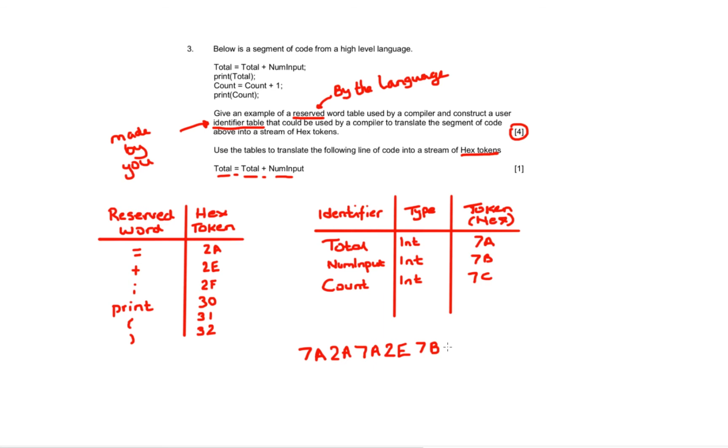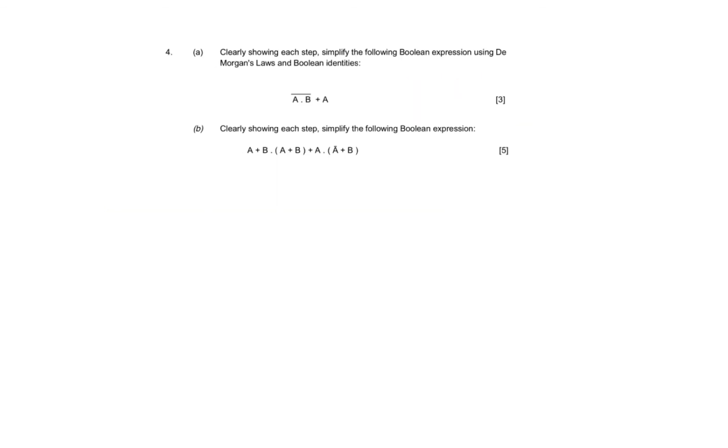Nice and straightforward. Moving on to question 4, and we have some Boolean algebra to take care of. So 4a says clearly showing each step, simplify the following Boolean expression using De Morgan's law and Boolean identities, and that's worth 3 marks. Part B, clearly showing each step, simplify the Boolean expression for 5 marks. So let's jump straight into question 4a.